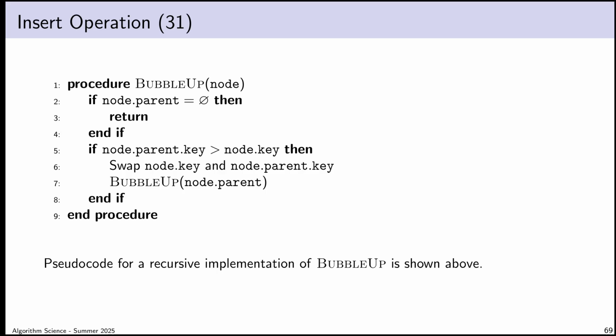If I'm not at the root, then I ask, is the parent's key greater than the key in this node? So that would be a situation like this. If the node that I'm looking at has a smaller key than its parent, well, then I have to do a swap. And the swap itself is constant time. All I do is pick up the item in each node and put them back in the opposite order. And then I recursively call the bubble up function on the parent so that it can propagate the new value further up the tree if needed.